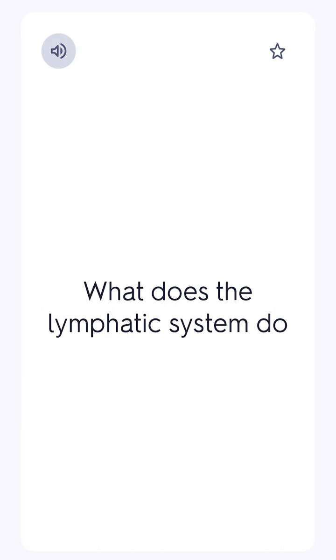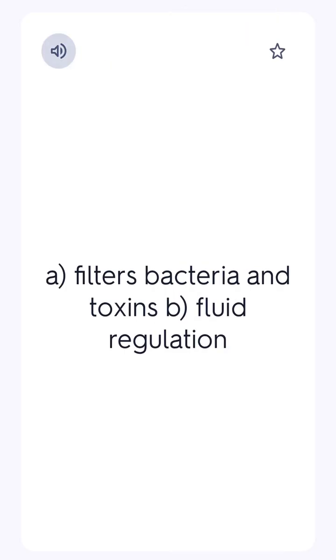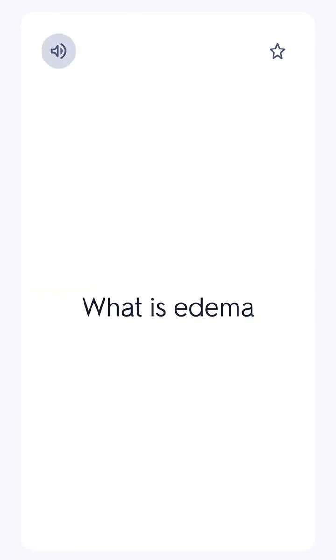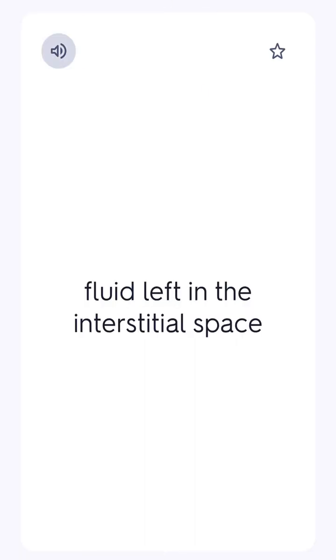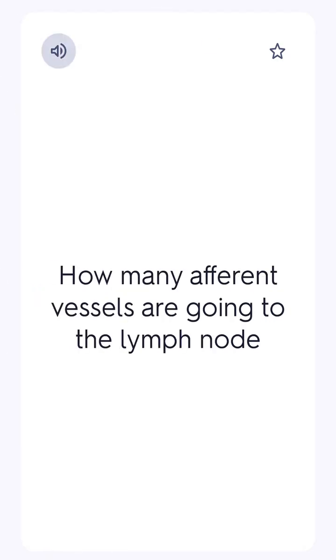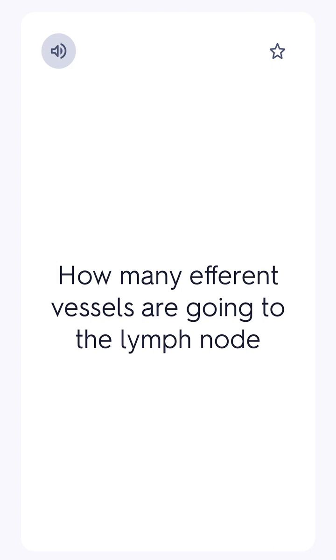What does the lymphatic system do? It filters bacteria and toxins by fluid regulation. What is edema? Fluid left in the interstitial space. How many afferent vessels are going to the lymph node? 4. How many efferent vessels are going to the lymph node? 2.